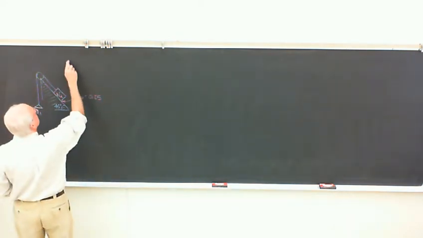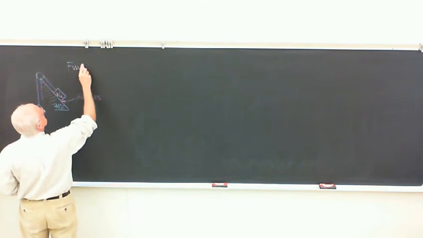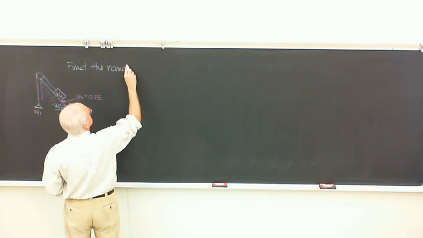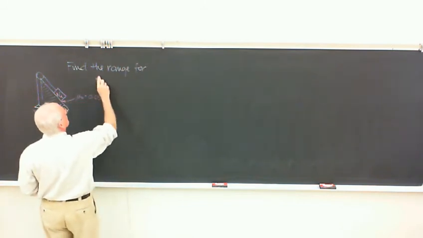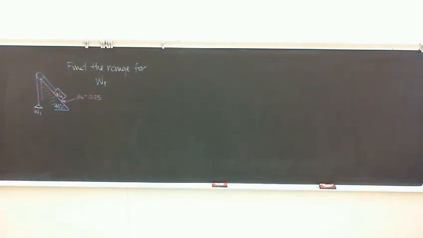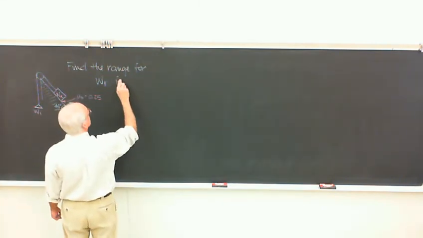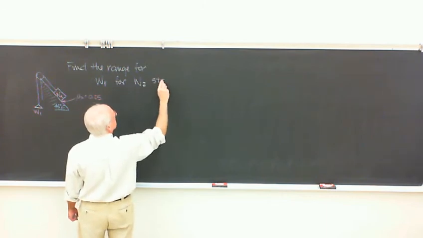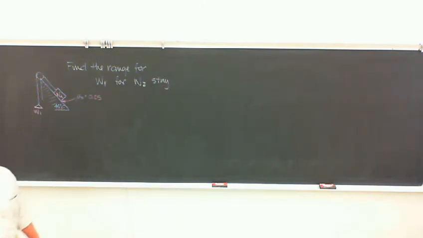All right, find the range for W1. There's a minimum W, and W2 will start to slide down the slope. There's a maximum W, and W2 will start to slide up the slope. So you want to find the range for those, between which W2 will stay.